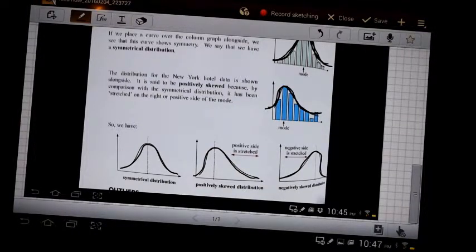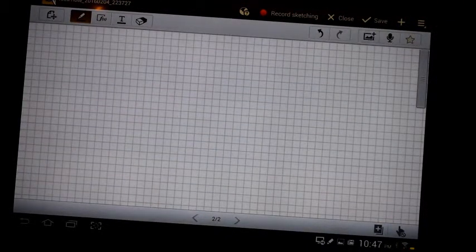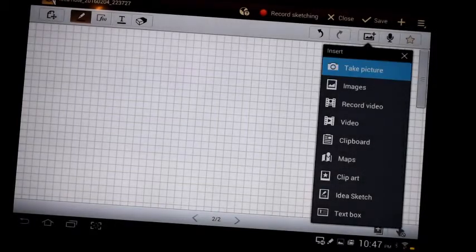The next part of the lesson, I had done a picture on my phone, but it didn't upload to Dropbox for some reason. So let me try to just take a picture right here on this next page. Insert, take picture. There we go. Goodness for technology.